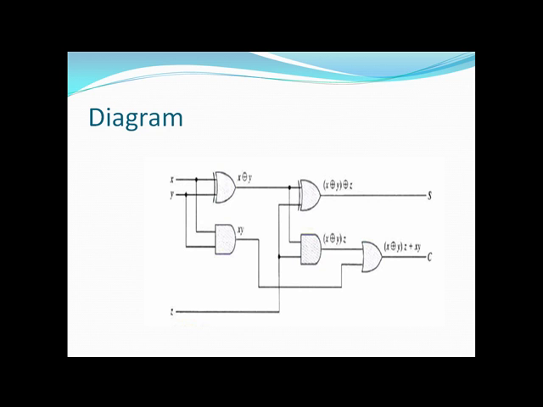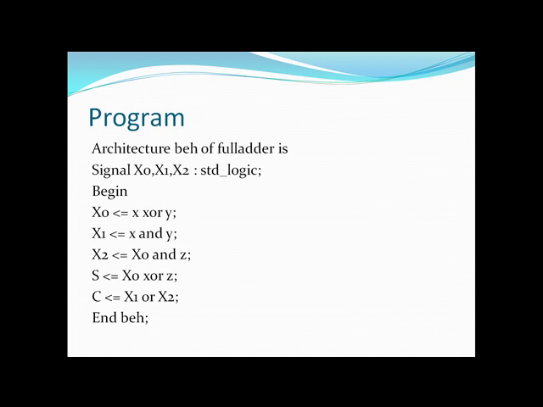How many signals? Sorry, X exclusive OR of Y exclusive OR of Z is going to be acting as the sum. Now there is no need to consider it a signal, because this is an output. So I am going to consider 3 signals: X exclusive OR of Y, X and Y, and X exclusive OR of Y and Z. So I am giving signal standard logic. And begin deals with the starting of the program.